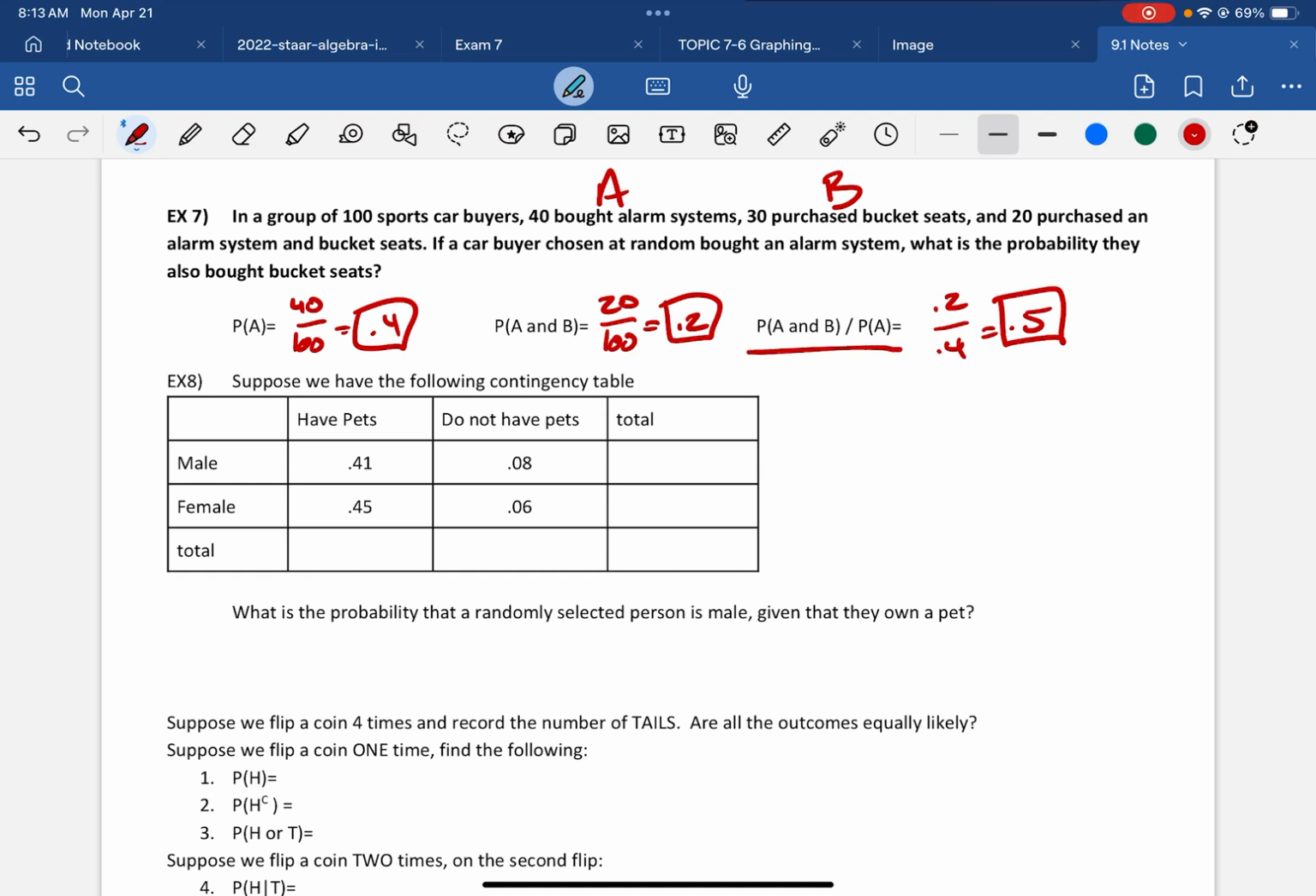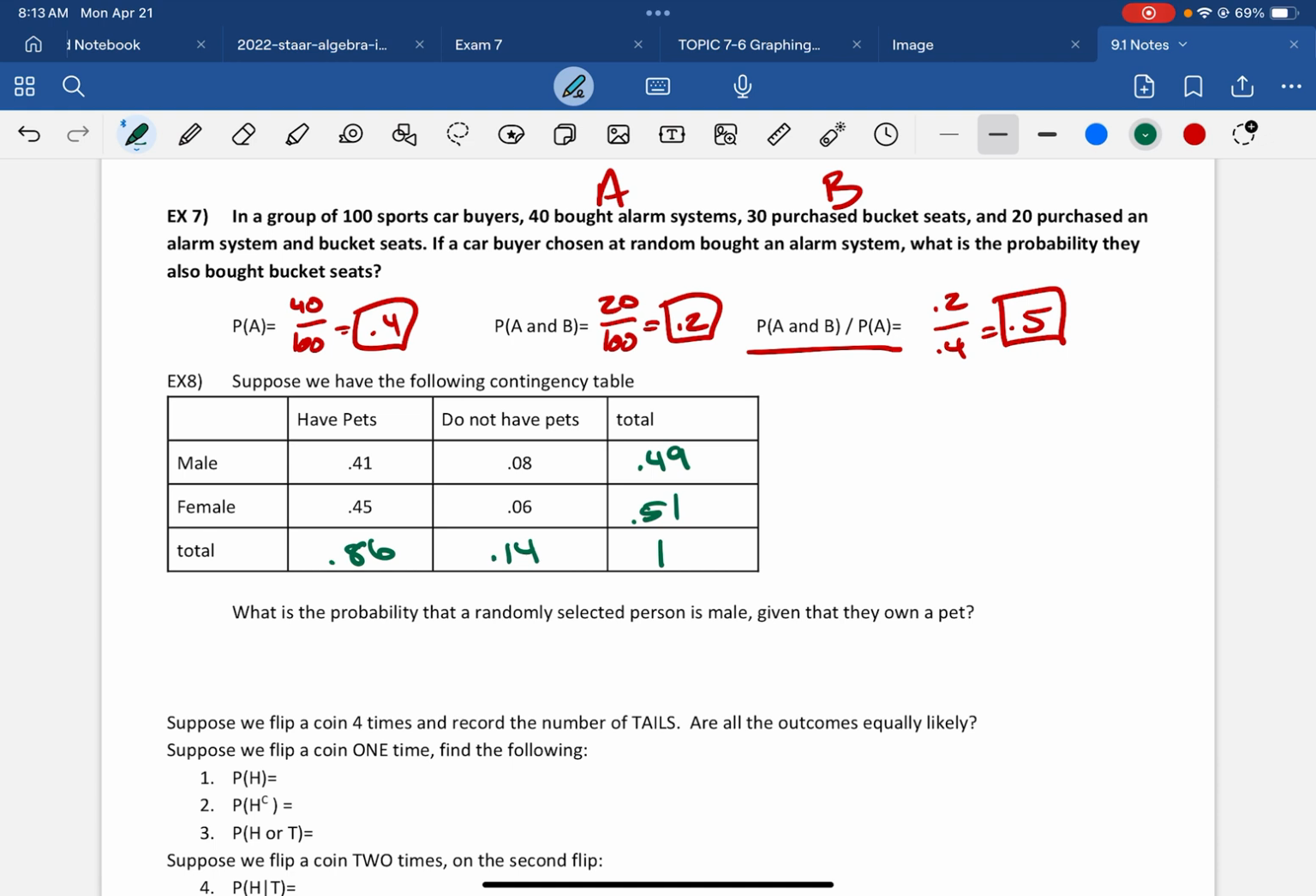So this formula right here is your formula for conditional probability. Okay. All right, so we're going to look at a contingency table. This contingency table has males and females and pets and no pets. I'm going to finish filling in the contingency table. The point is, you just add up the rows, add up the columns. If you did it right, the total of both would be 1.